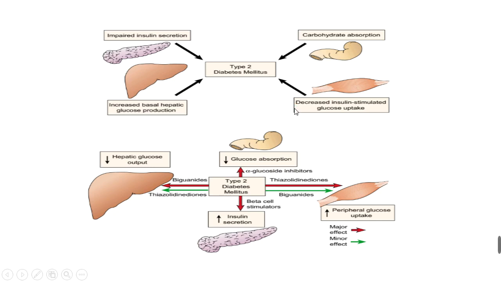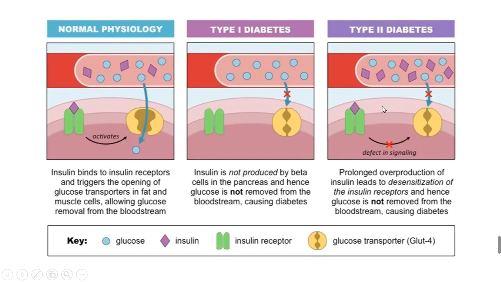While in type 2 diabetes, as you see, there is a high concentration of insulin, but prolonged overproduction of insulin. In type 2 diabetes, there is a prolonged overproduction of insulin, leading to desensitization of insulin receptors, and hence glucose is not removed from the bloodstream, causing diabetes.